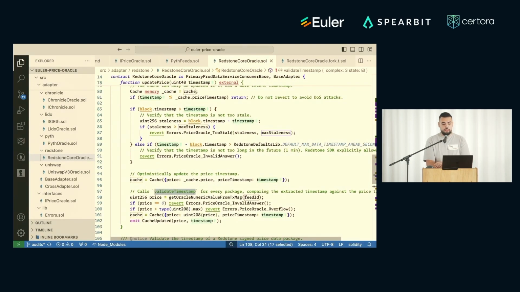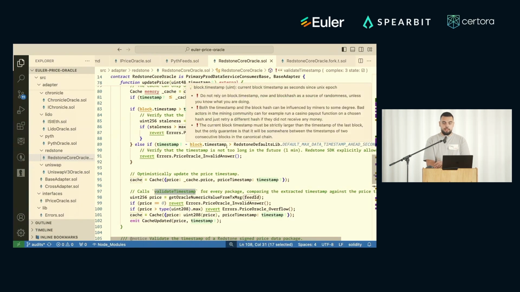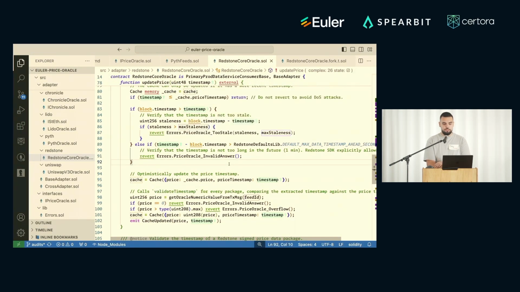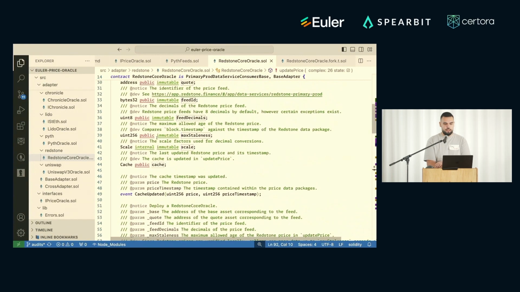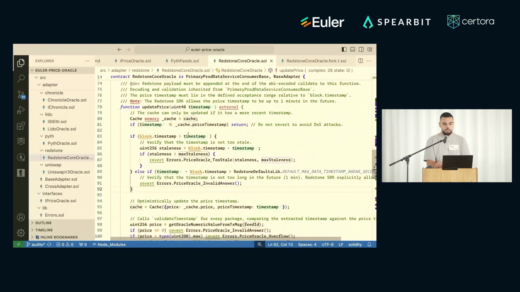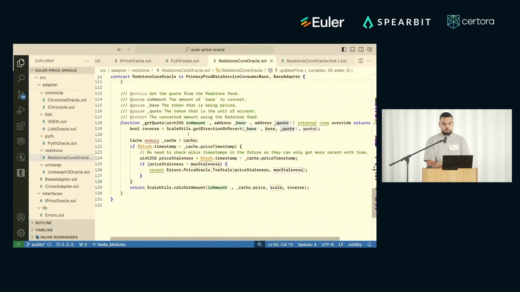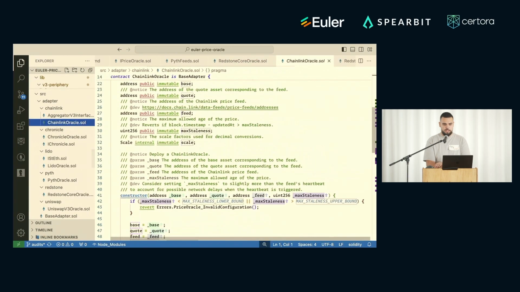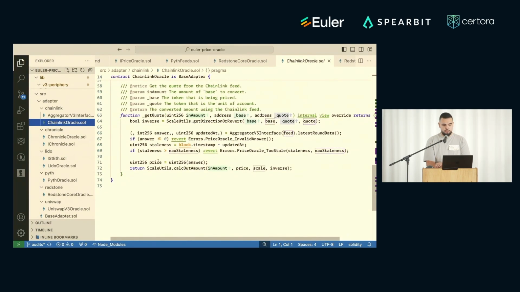And as I said, this adapter has to act as the cache, and so there's a cache variable that contains the price and the timestamp of the price. And when you call get quote, standard stuff, check the staleness, or otherwise, calculate the out amount for the price. Yeah, we have a few other adapters. I mean, they're fairly standard.